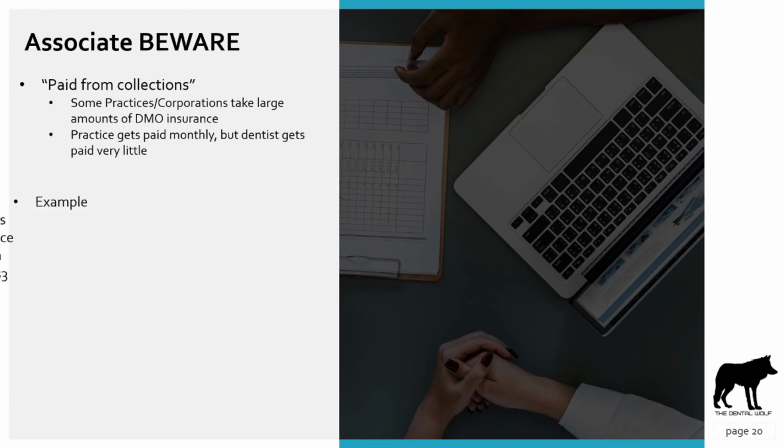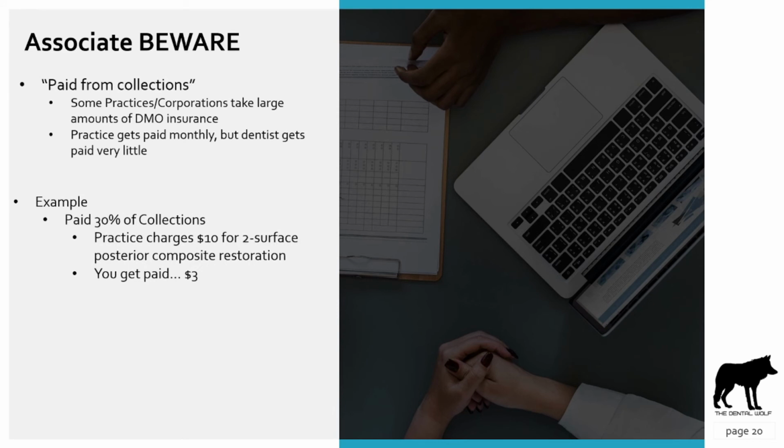So let's say that you have a patient that comes in and needs a 2-surface posterior composite restoration. Well, the practice, because of the DMO plan, will charge $10 for that. And you, the dentist, are getting paid 30% of collections. So you just got paid $3 from doing a 2-surface composite. That kind of stinks, right? So you have to be really careful as an associate how you are getting paid and what the patient base of the practice looks like. If they're largely DMO plans and you're getting paid from collections, that's going to sting a little bit.